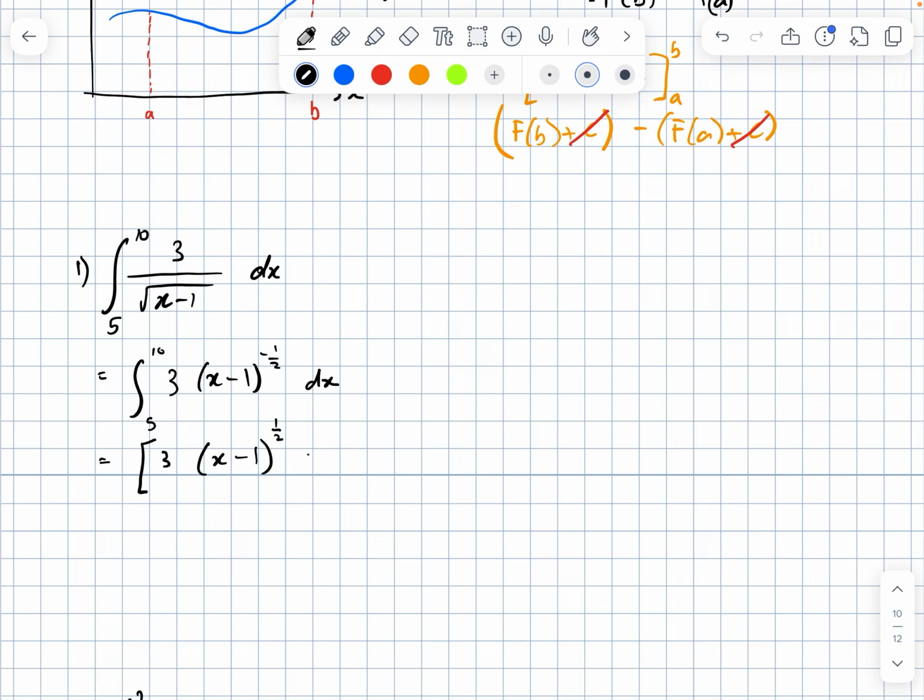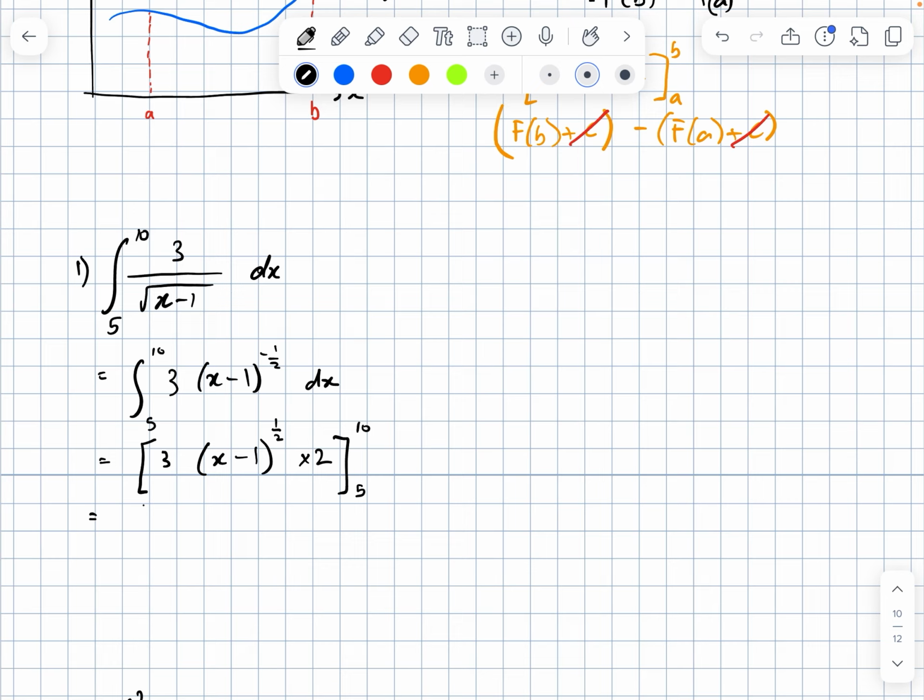Well, dividing by the new power is like dividing by a half. Dividing by half is like timesing by 2. And then I'm going to divide by the derivative of inside the bracket. Well, the derivative of the bracket is just 1, so that's just dividing by 1. I'm not going to write that down. And that will be between 10 and 5.